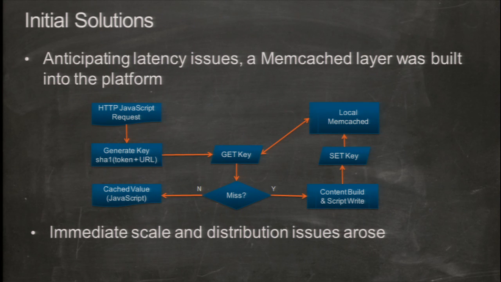So we anticipated this latency, and we built in a Memcached layer. Essentially, when we got the request, we looked at who it was coming from and what the URL was, and we generated a hash key to store in Memcache. This is really a great way of storing keys, by the way.